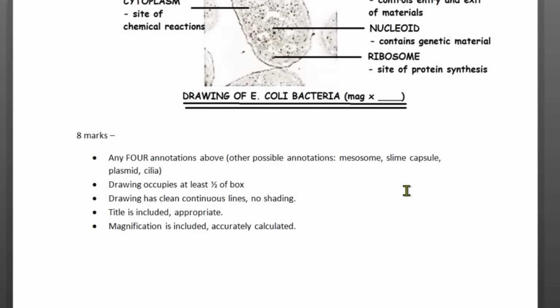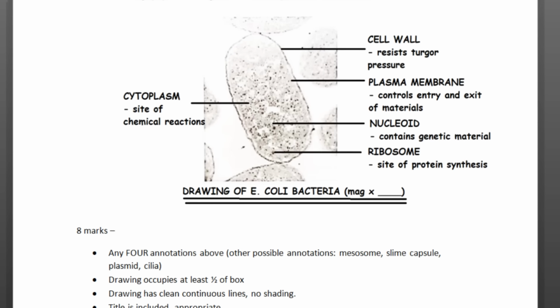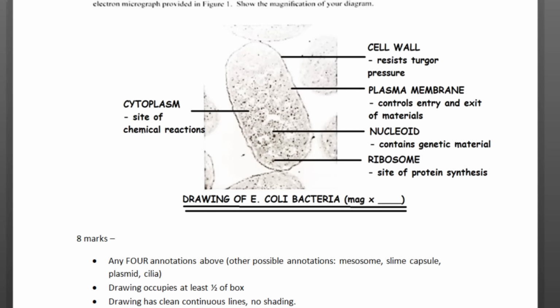This is the breakdown of marks that you're seeing here. So any 4 annotations above, you could also annotate mesosome, capsule, plasmid, and cilia. The drawing must occupy at least half of the box shown. Clean continuous lines, no shading. You include a title, drawing of E. coli bacteria, and a magnification accurately calculated. But since you're watching this on the computer, you wouldn't be able to do it accurately here. So if you get a physical copy of the paper, you could do that.